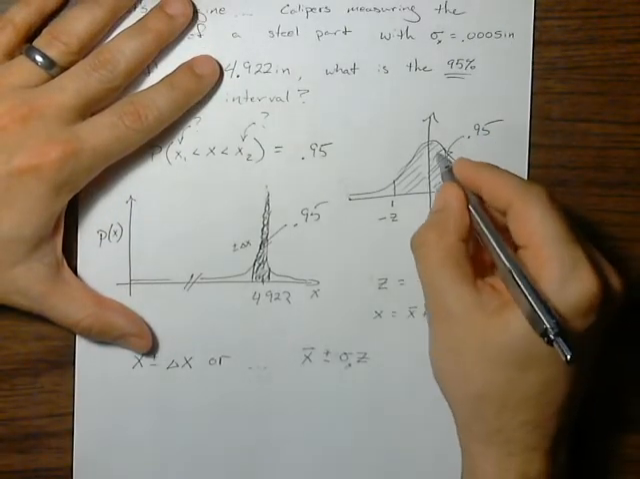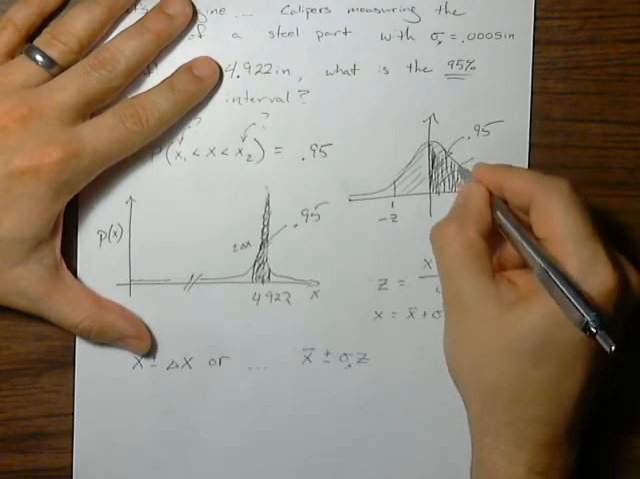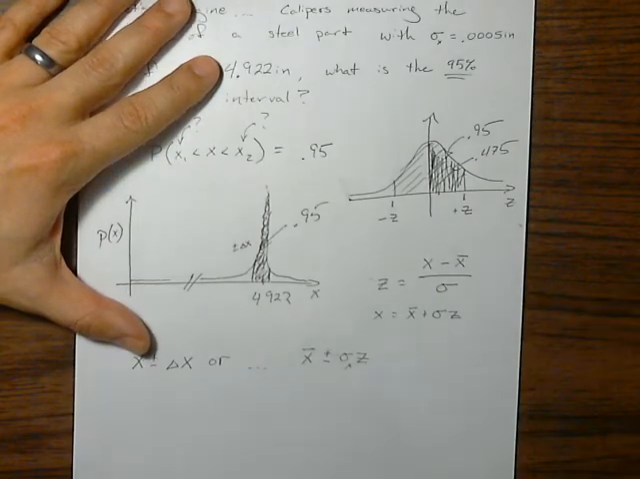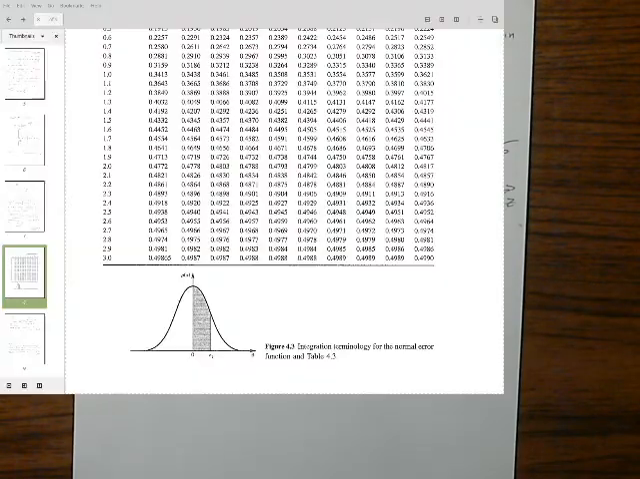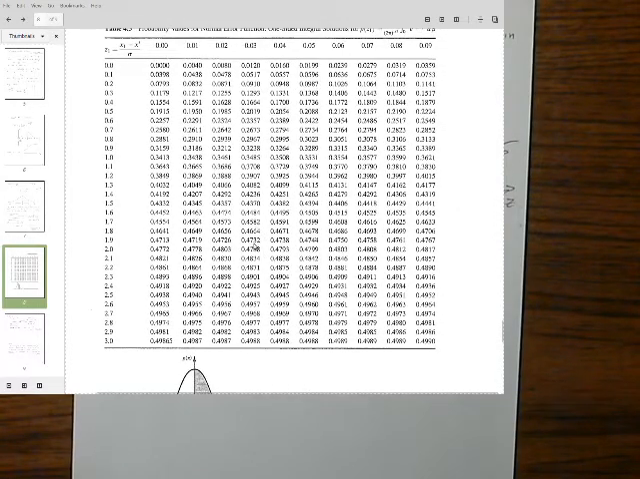So half of this, how to shade this in. So this half here needs to be 0.475. That I can do. Click. All right, so 0.475. If I look around in this table, here's 0.473. Oh, there it is, right there, 0.475. All right, so that's 1.96.